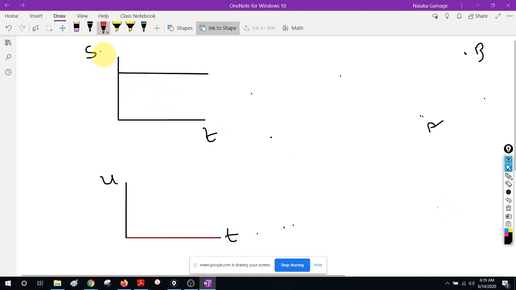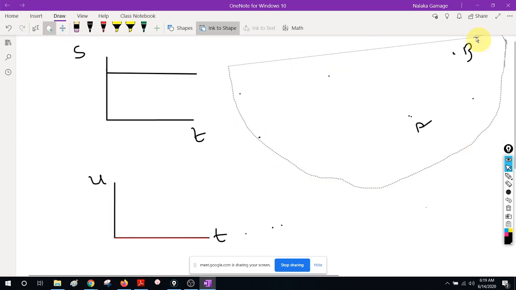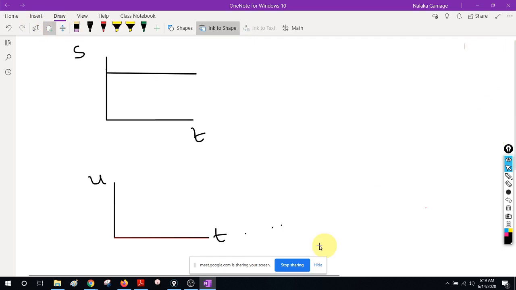So this is your displacement versus time. This is your velocity versus time. Velocity remains 0. So that is the first scenario that you can think of. Right. Now let's look at another scenario.